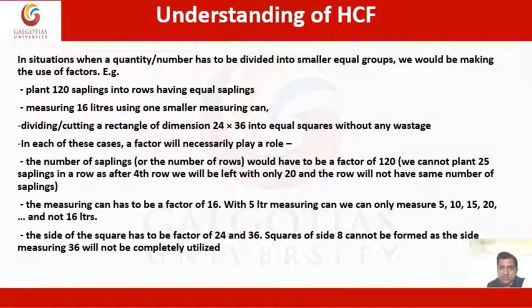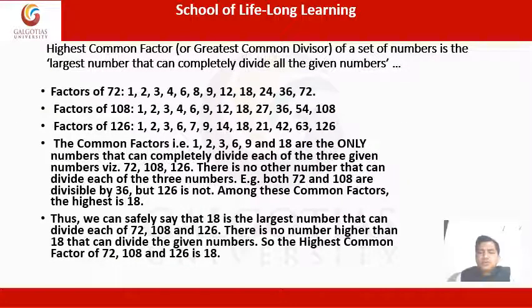Now we have discussed the basic understanding of factors. Now let's come further. I'm taking a couple of numbers here to make you understand HCF. There are 3 numbers: 72, 108 and 126. If I want to find out the factors of 72, they are 1, 2, 3, 4, 6, 8, 9, 12, 18, 24, 36, 72.